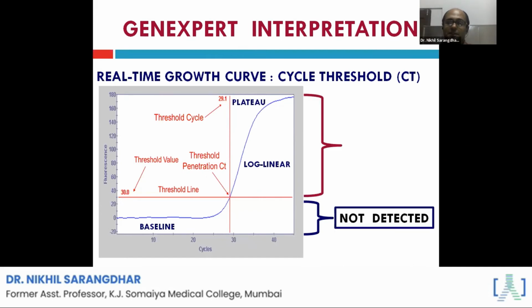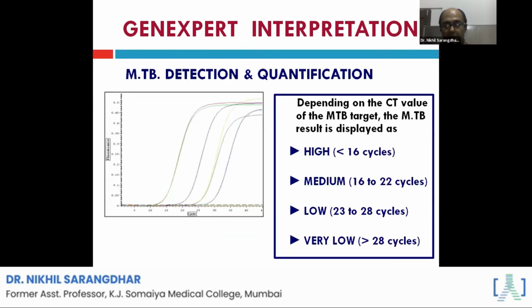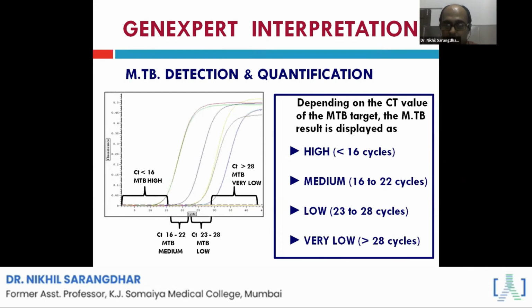So below a certain threshold, you will get detection and not detection. Okay, so how do we quantify MTB detection? If the cycle threshold value is less than 16, that means the bacillary load is high. If it is between 16 to 22, it means the load is medium. If it is between 23 to 28, it means that it is low. And if it is more than 28, then it means that MTB was very low.